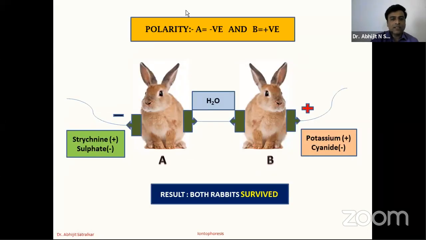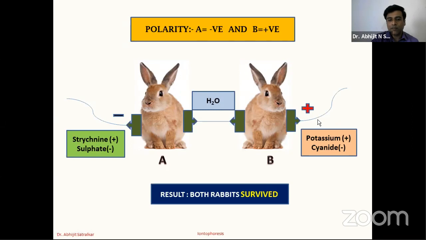In the first circumstance, rabbit A was kept at negative polarity while rabbit B was kept at positive polarity. Since strychnine sulfate has strychnine as a positive ion and sulfate as a negative ion, when the negative potential was applied across A, the sulfate got repelled from this electrode and went inside the rabbit. While the strychnine, consisting of a positive charge, got attracted towards this negative electrode.